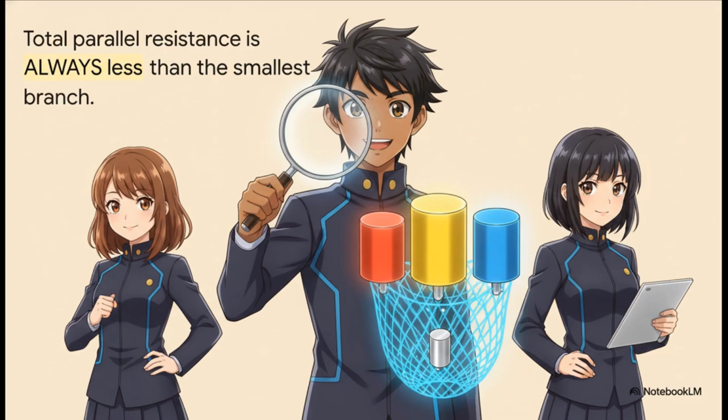Think back to the example we just did. We had 3 resistors that were 2 ohms each. The smallest individual branch is, well, 2 ohms. Our final correctly flipped answer was 0.67 ohms. Since 0.67 is definitely less than 2, we instantly know we're in the right ballpark. If your final answer turns out to be bigger than your smallest resistor, you probably forgot to flip it. It is literally a built-in safety net for your tests.